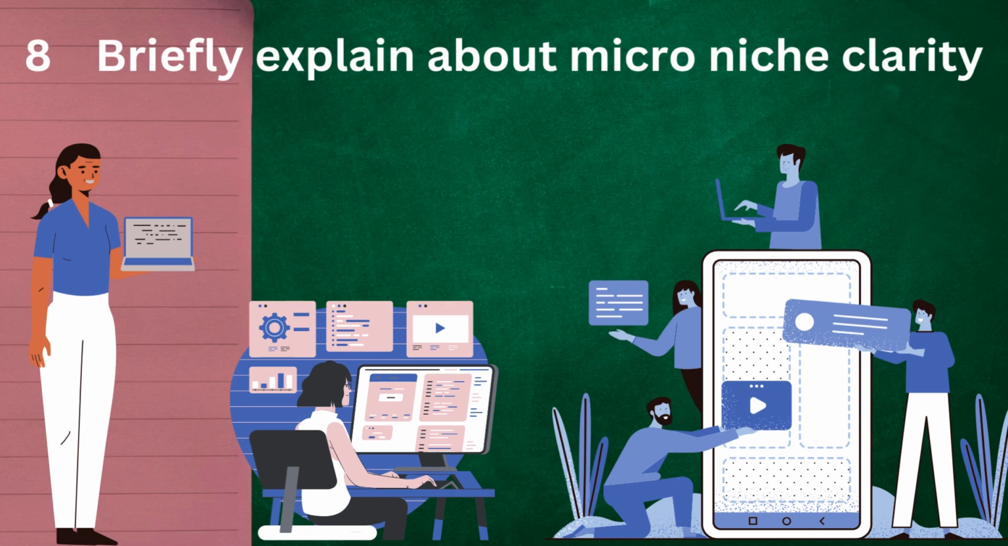Briefly explain about micro-niche clarity for choosing unique interest to create a successful online course. Micro-niche clarity involves identifying a specific and narrowly defined area of interest or expertise within a broader topic or industry to create a successful online course. Here's a brief explanation of how micro-niche clarity can help in choosing a unique interest for your course.